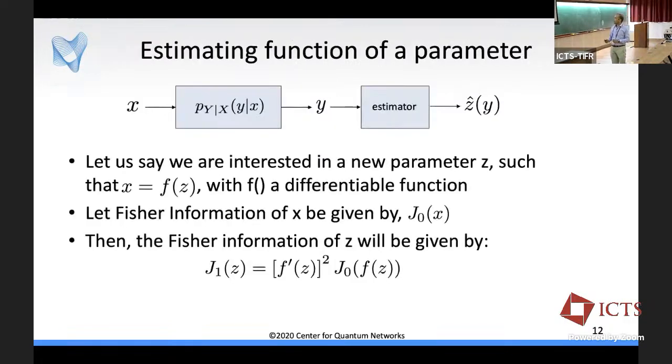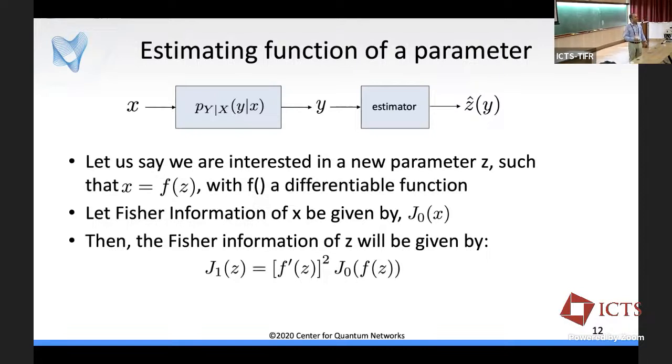All right, so what if X was not the quantity you were interested in? We will see some examples in quantum metrology where this happens. X is your parameter that gives rise to Y. But what you really care about is a new parameter Z such that X is a function of Z. Let's assume F is a differentiable function, but it is Z that you actually care about estimating. So you want to estimate Z, that's why I'm calling it Z hat of Y. But you know the functional relationship between X and Z, and you can invert it to write Z as some F inverse of X.